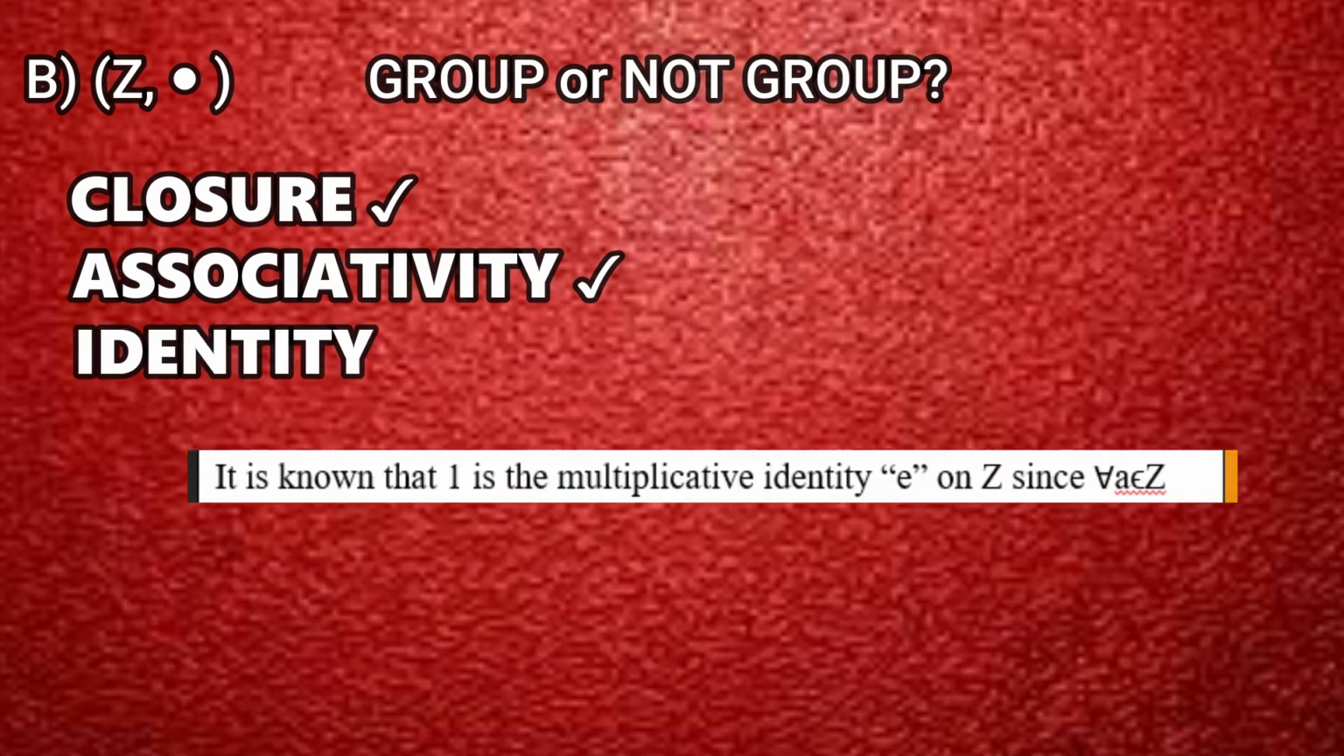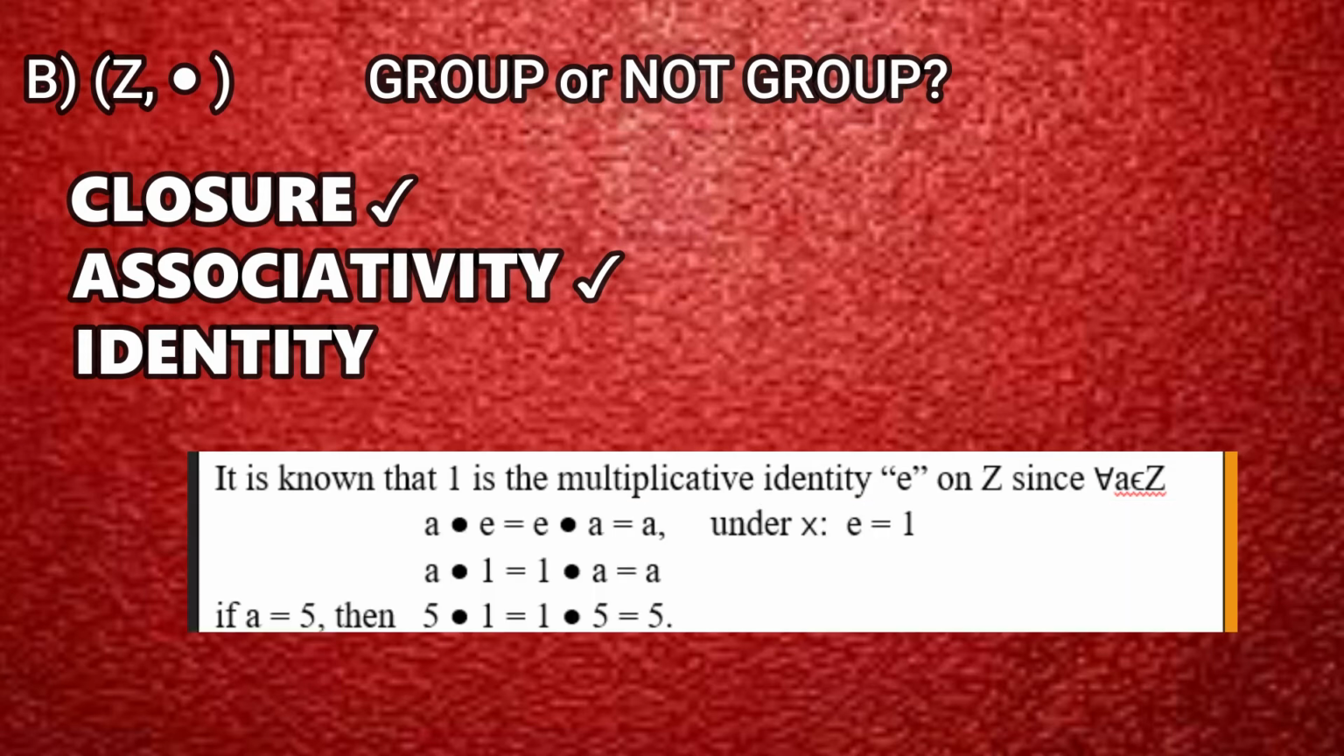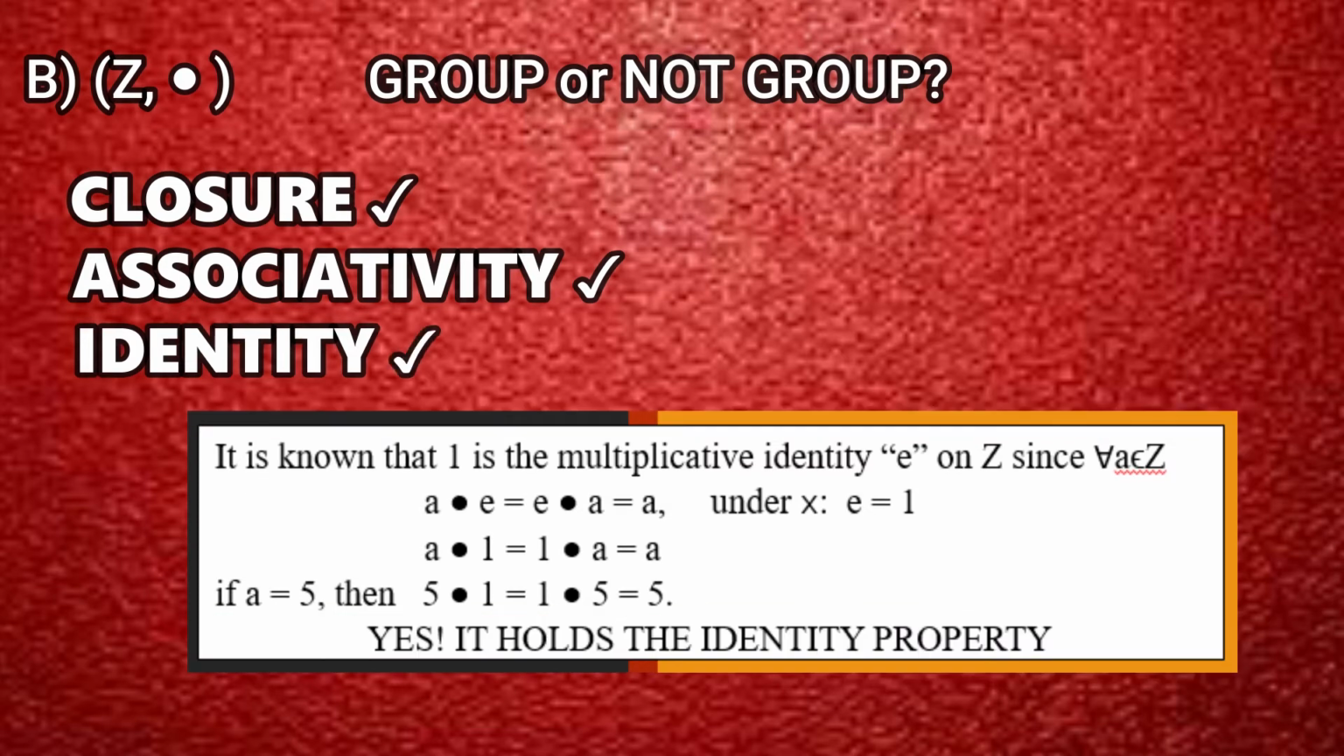For identity, it is known that 1 is the multiplicative identity E on the set of integers Z, since for all A that are elements of integer Z, A times 1 is equal to 1 times A equals A. If A is equal to 5, then 5 times 1 equals 1 times 5 equals 5. So we can say that yes, under multiplication, Z holds the identity property.